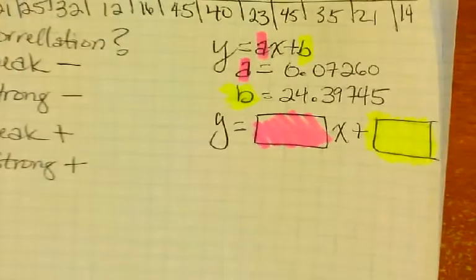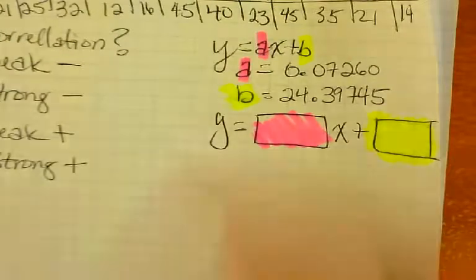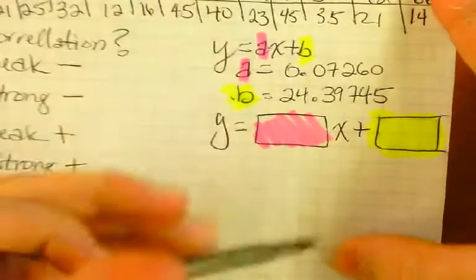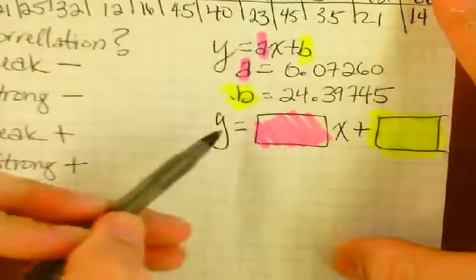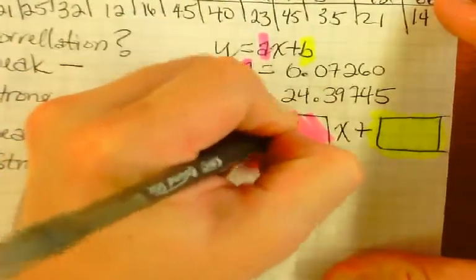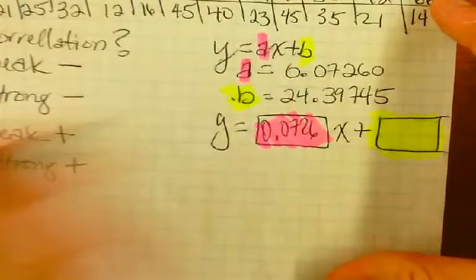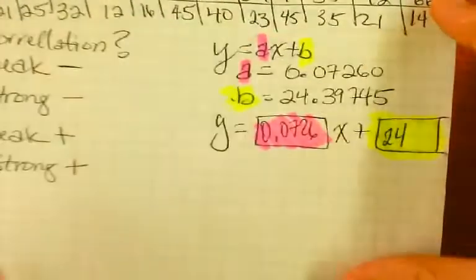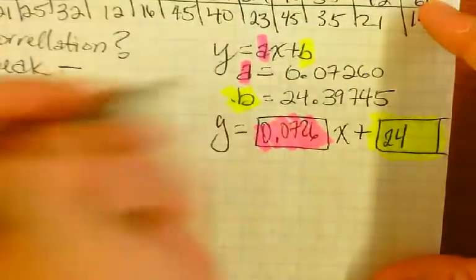All right, so all we got to do is copy A's and B's into our equation here. Copy your A and B into your equation. I got 0.0726, and I got about 24.397.